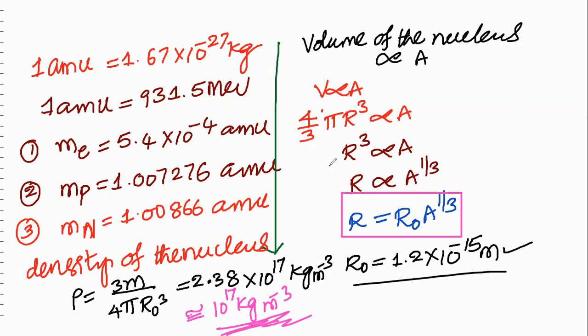Again, this radius R is proportional to A power 1/3, that we will write. Radius of the nucleus is directly proportional to A power 1/3. What is A? A is called the mass number. Then we may write surface area. Surface area is directly proportional to r square, because surface area S is equal to 4 pi r square.